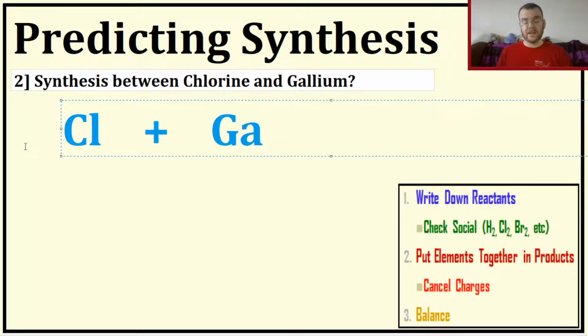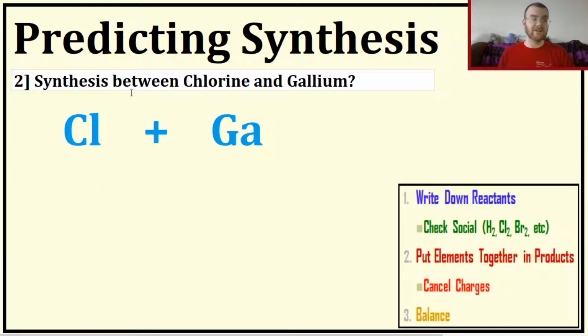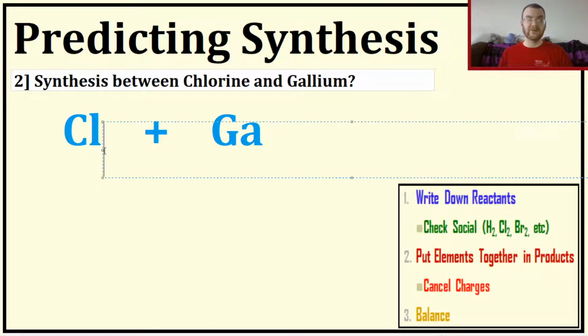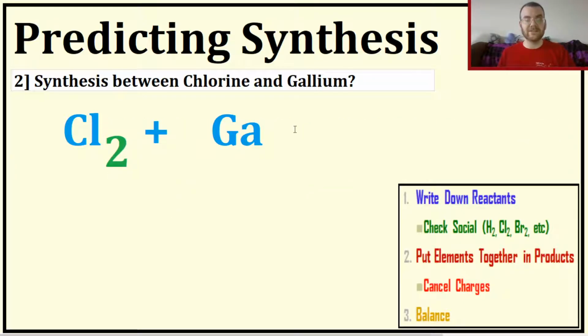Now, it's okay that we write them like that there, but I need to check to see if either of them are social. And look, there's our first hurdle. Chlorine is indeed social, which means it cannot be alone, even when it looks like it's alone. So we need to put a little 2 there to make sure that it is fine.